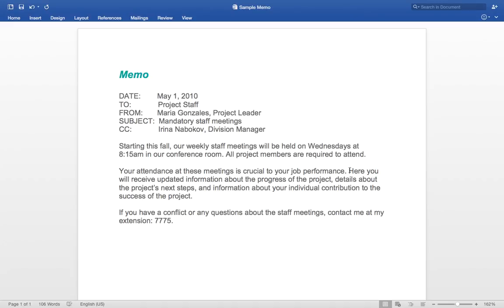Right? So we're looking at the second sentence here. Here, you will receive updated information about the progress of the project, details about the project's next steps, and information about your individual contribution to the success of the project. So again, the subject, you, right? That's the subject, and here's the action verb. They're very closely connected. Will receive. So you will receive. Right?